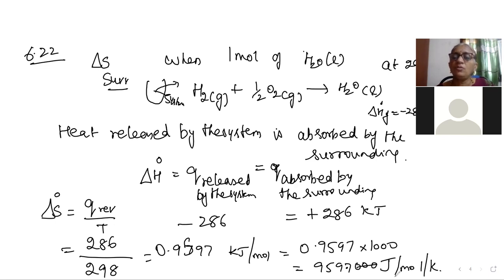Understood this, all of you? How to calculate del S naught of surroundings? Are you clear? Copy down fast. Any doubt? Are you all able to follow?